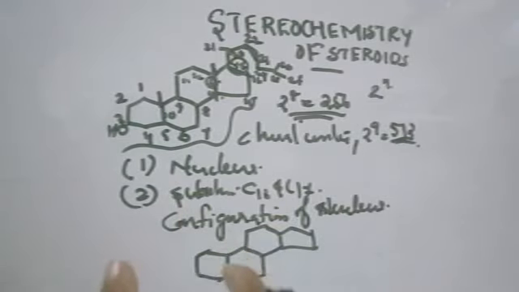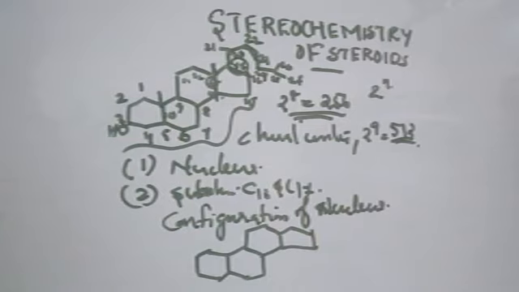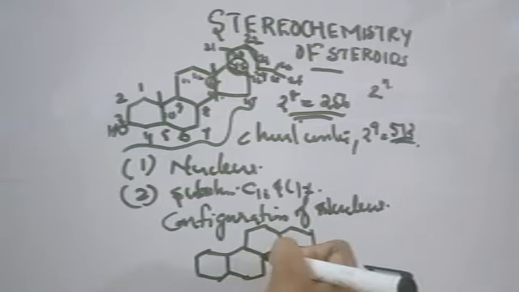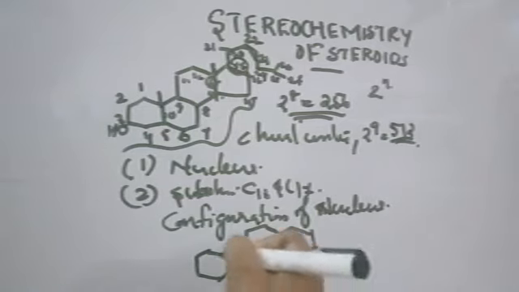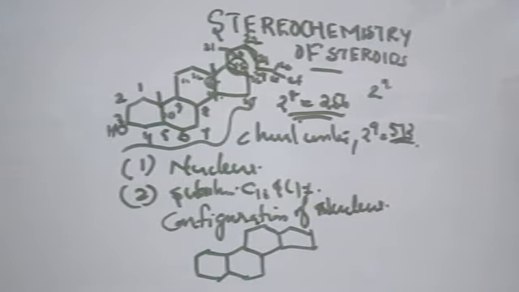So C17 carbon, according to the number of hydrocarbon, they can be classified into that is gonane. That means it contains C17 carbon atoms. Okay, so this is a gonane, and well, we are considering the nucleus, in nomenclature it is gonane.